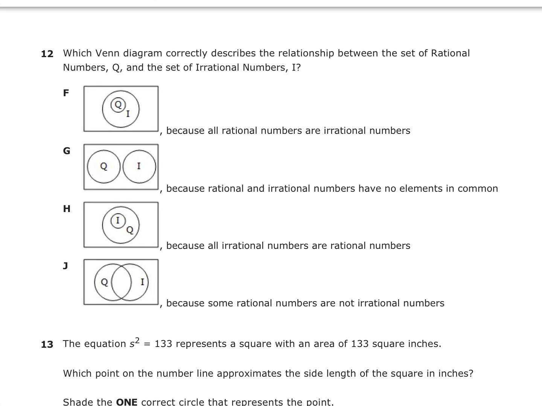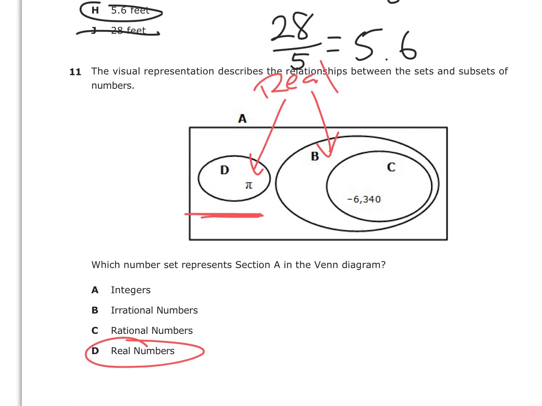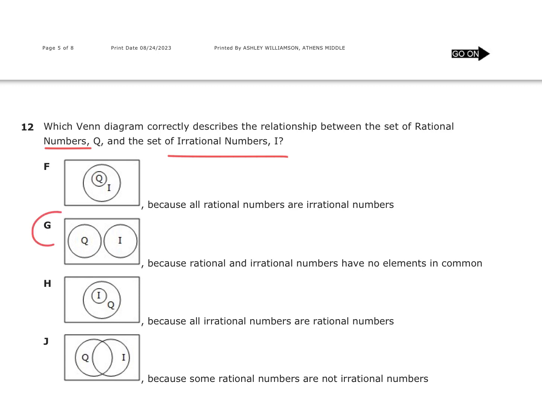Okay? Which Venn diagram correctly describes the relationship between the set of rational numbers Q and the set of irrational numbers I? So, can those two things be the same? No. It's G. They can't overlap. Right? Rational and irrational do not overlap. If you look at the previous question, the previous question had D and B separated. They're separated because nothing in Q is in I. Okay, you cannot have rational and irrational at the same time. It's one or the other.